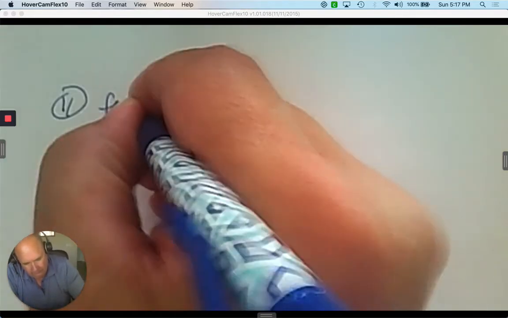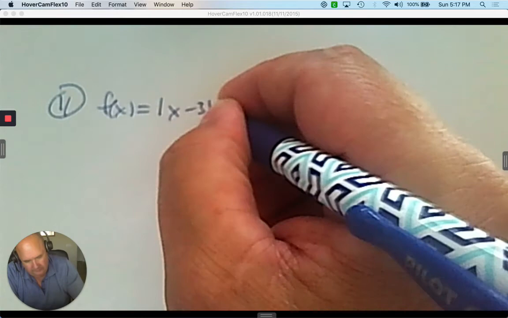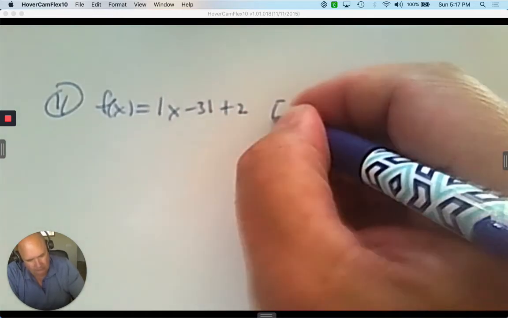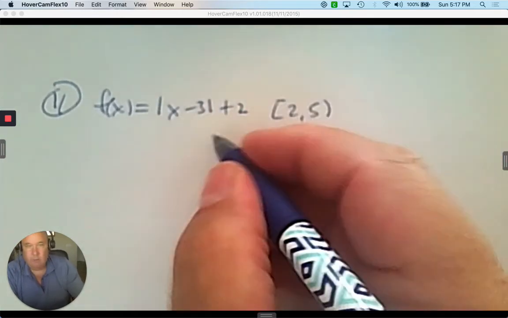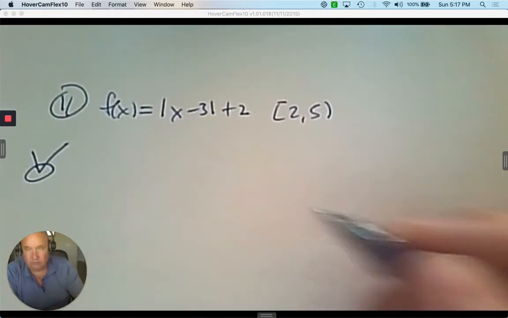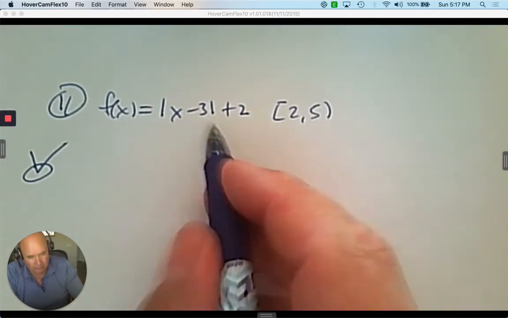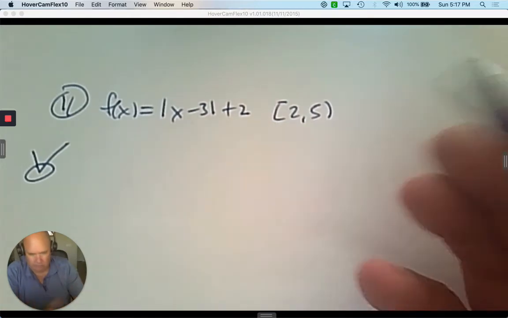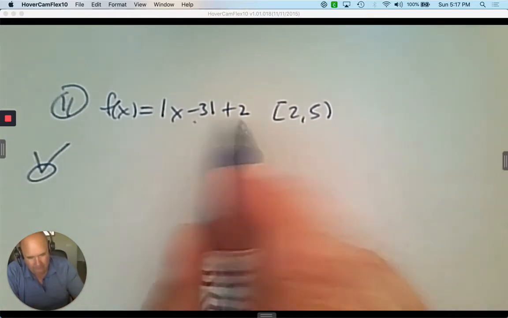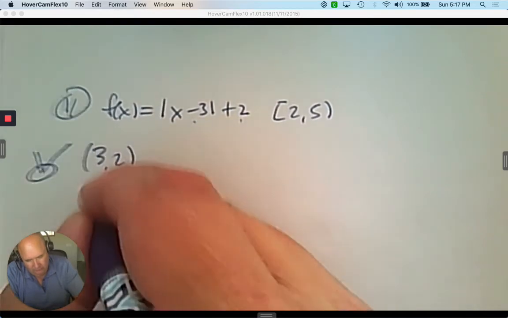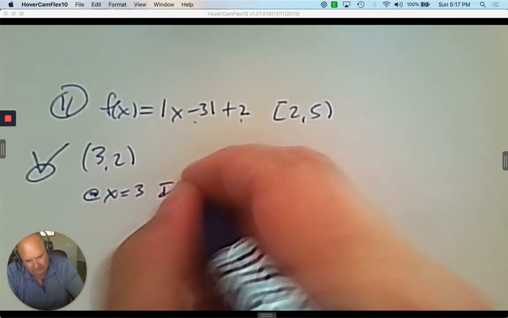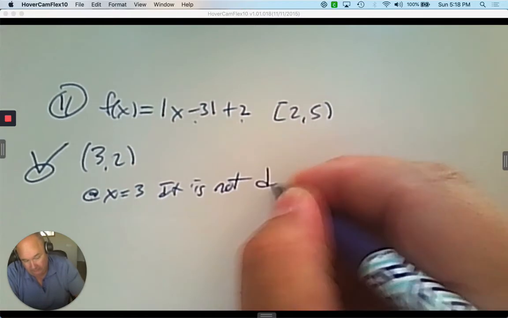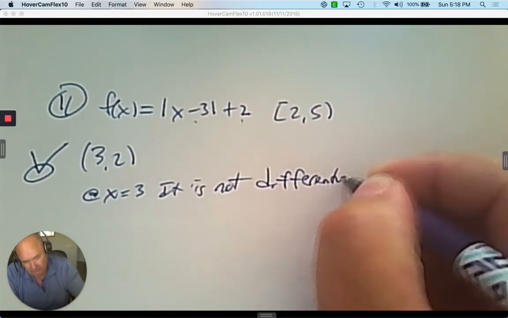So in number 11, you have f of x equals absolute value of x minus 3, plus 2, from 2 to 5. Now, one thing I recognize, it's absolute value. So it's a V. That means at the vertex it is not differentiable. So where's the vertex when it's in this form? This is called HK form, transformational form. The vertex is at positive 3 and 2. So at x equals 3, it is not differentiable. It is continuous, but is not differentiable because of its sharp corner.